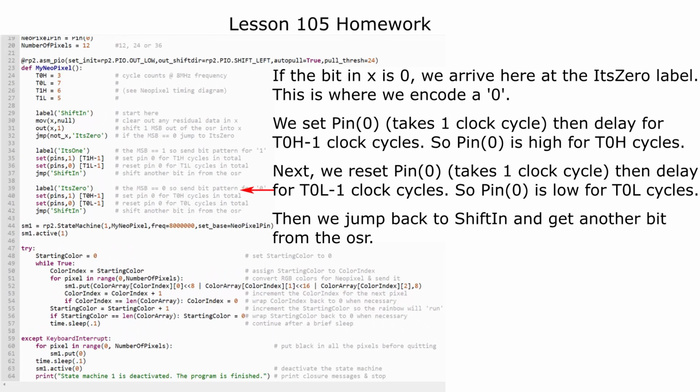If the bit in X is 0, we arrive here at the It's 0 label. This is where we encode a 0. We set pin 0, that takes 1 clock cycle, then delay for T0H minus 1 clock cycles. So pin 0 is high for T0H cycles. Next we reset pin 0. That takes a clock cycle, then delay for T0L minus 1 clock cycles. So pin 0 is low for T0L cycles. Then we jump back to shift in and get another bit from the OSR.